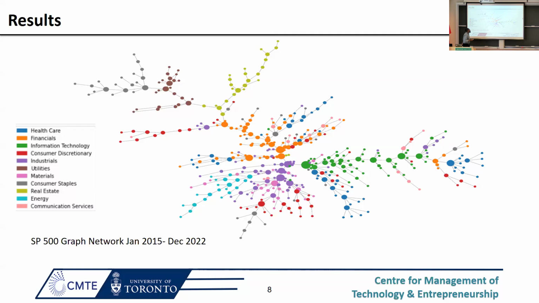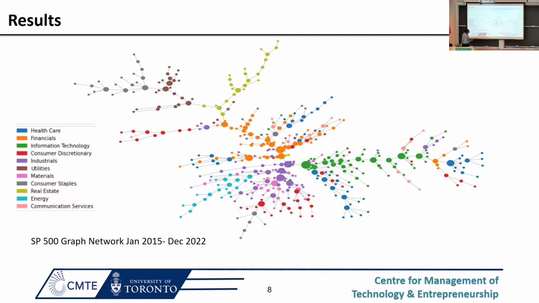What we see here is what intuitively we know: stocks in the same industry move together, so they are close together, with the exception of some. For example, Amazon is classified in a certain industry, but we can see its market share in other industries, like retail and others. So this is what we're seeing in this graph.